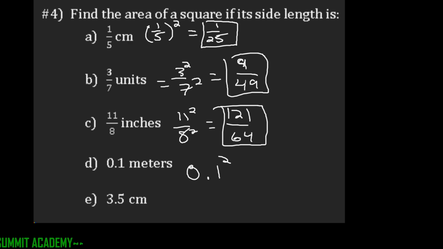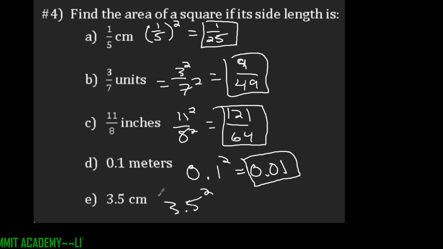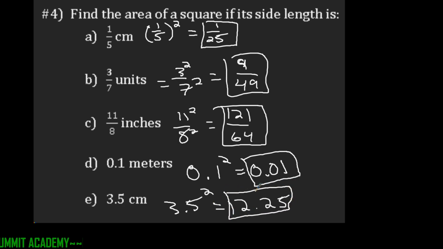Yeah, that's going to be 0.01. And then I have 3.5 squared, which is 12.25. So that's going to be equal to 12.25. So you can make sure you're finishing that up.